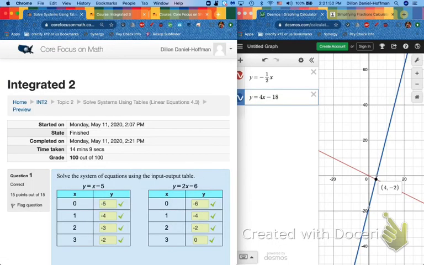Next time, we'll dive into some substitution. We'll do some elimination. But this graphing calculator is going to be your best friend this whole unit. And I'm glad we have it.